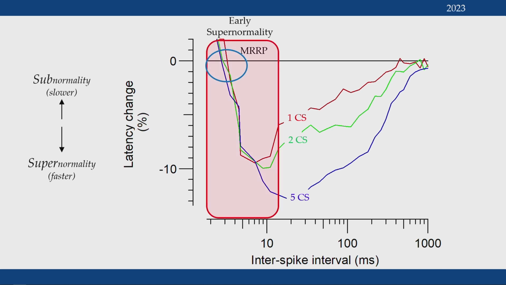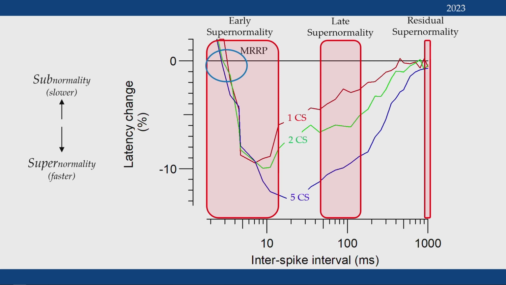So if you imagine prior to that, there's a period where there's no response, so that's the absolute refractory period. In this period, it's slower, and then at the point where that slowness ends and it starts to increase, that's the relative refractory period. This early phase of increased conduction velocity is known as supernormality, and the later phase is known as late supernormality and believed to reflect more the activity-dependent T-tubule accumulation. And then at the end, there's residual supernormality.